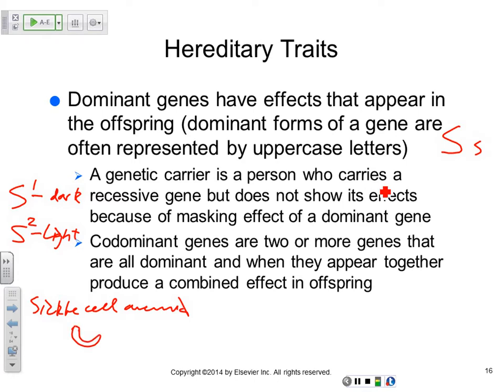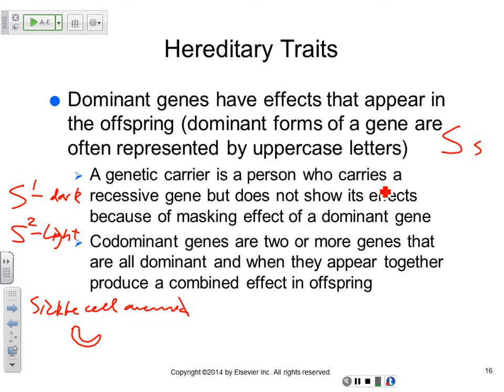And then, of course, they become anemic. They can't distribute what compound in the body properly? Oxygen. You know, they become tired. Muscles don't have oxygen. All right? So it also has, it's a codominant trait.